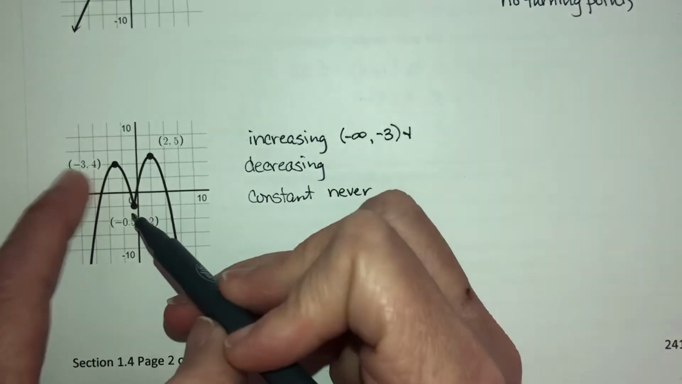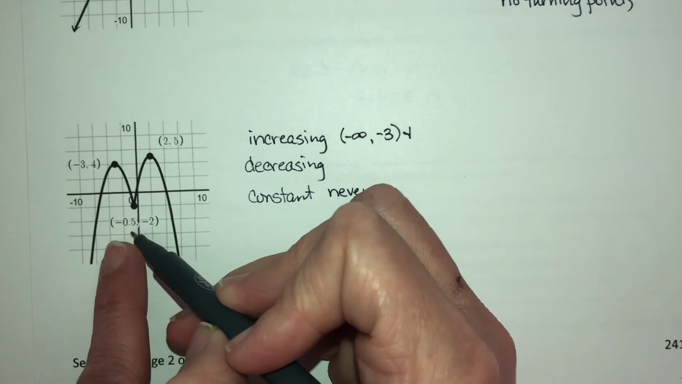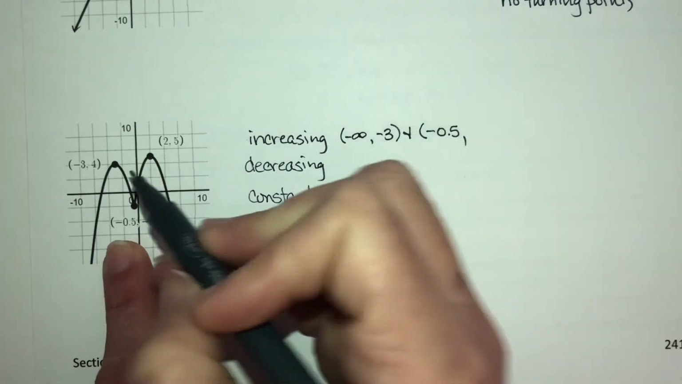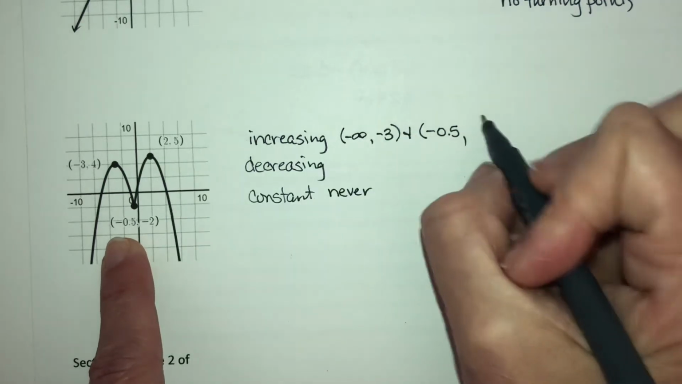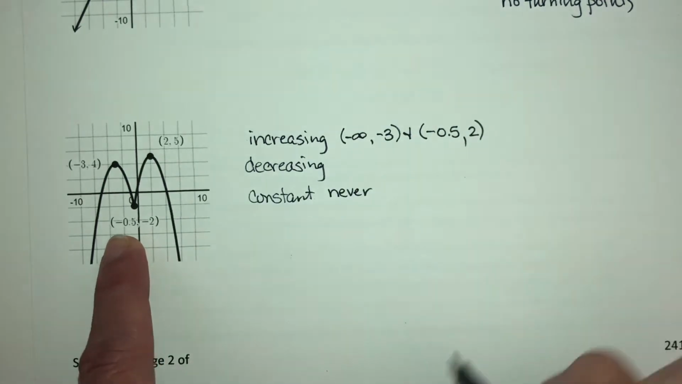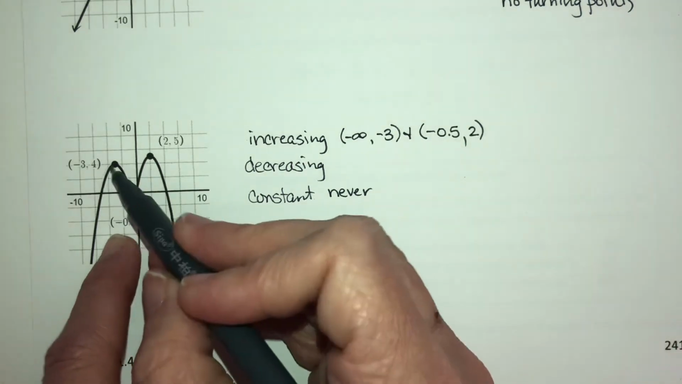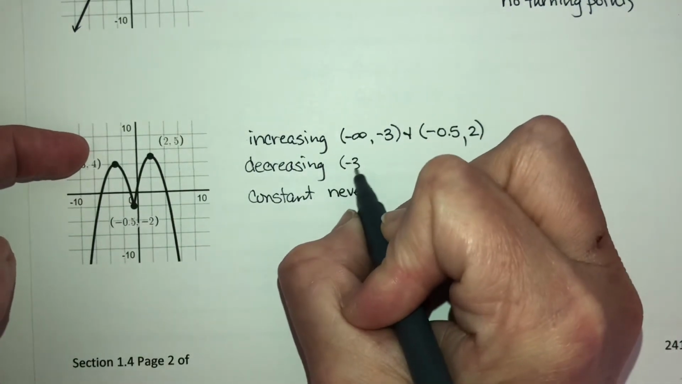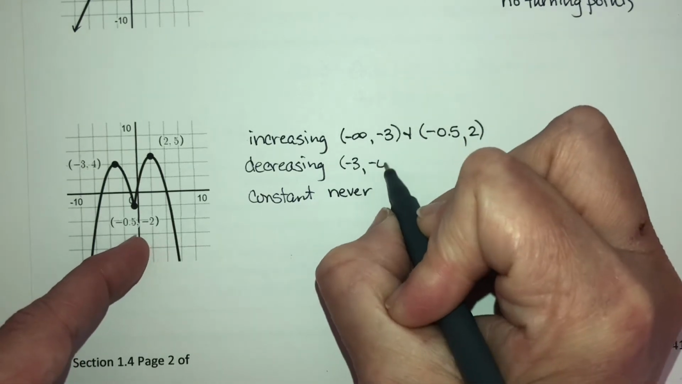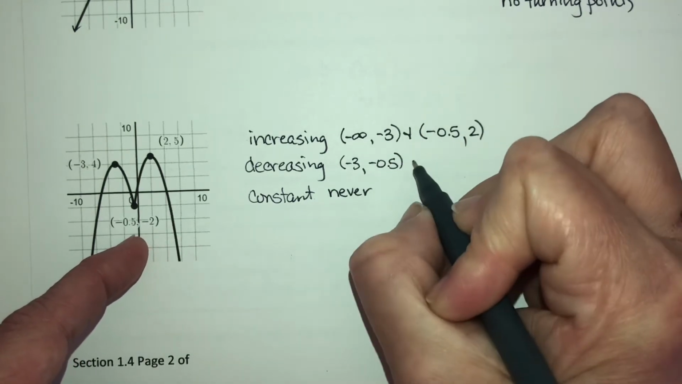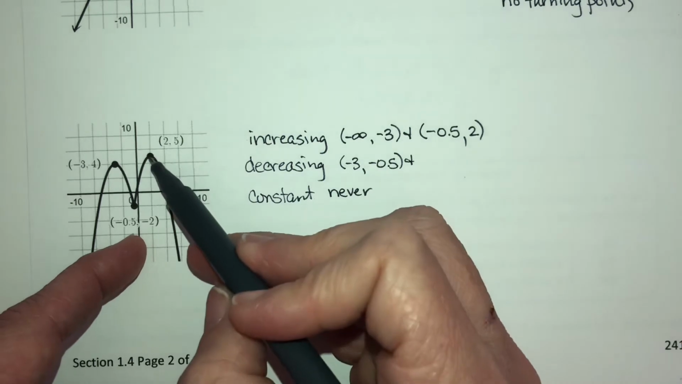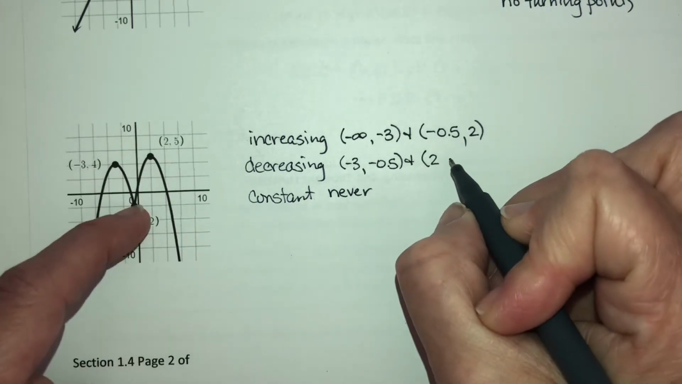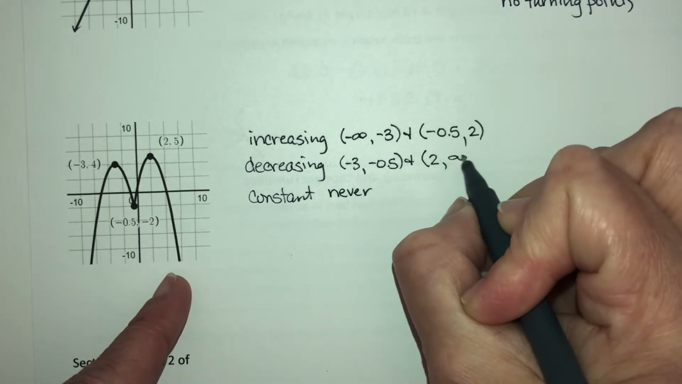And then it's increasing again from this x value, which is -0.5, up to this x value, which is 2. It is decreasing from here to here, which is from -3 to -0.5. And then it's decreasing again from here to here, which is from 2 on the x-axis to infinity.